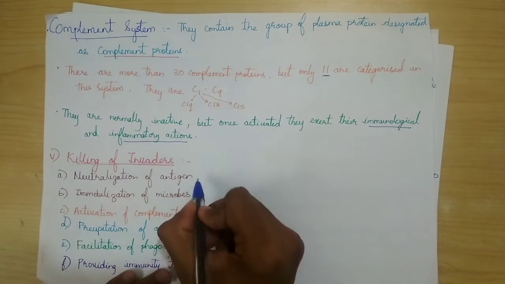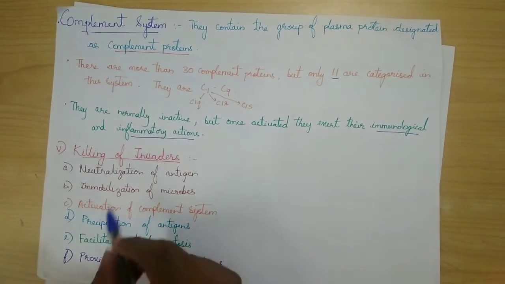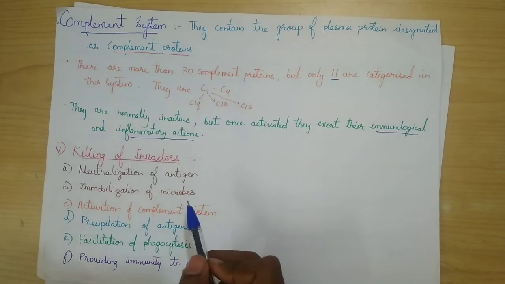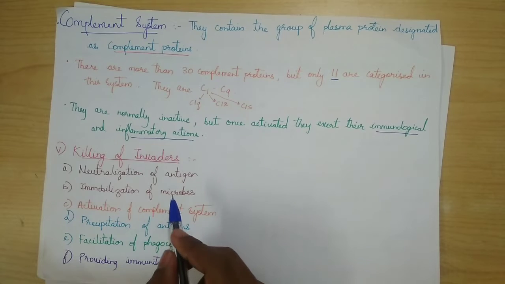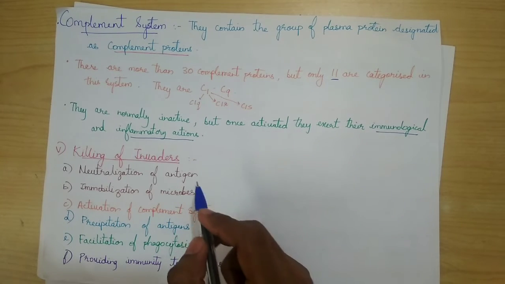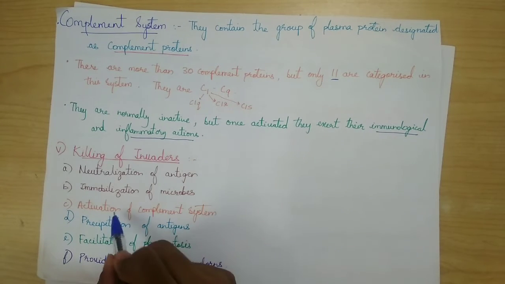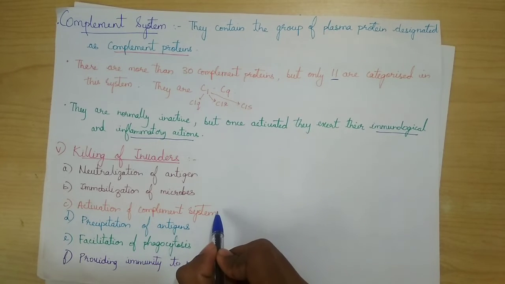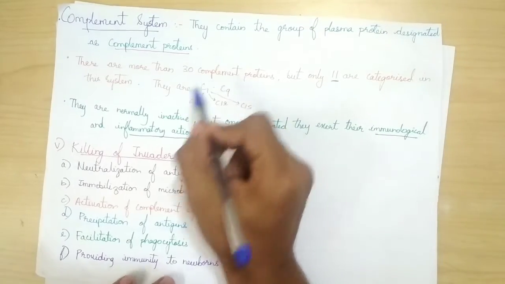Neutralization of antigen. The antigen is neutralized. Immobilization of microbes. The antigen is made immobile so that it can never spread again. Activation of complement system. There is the activation of complement system by the classical pathway, and C1 is the most stimulated one.